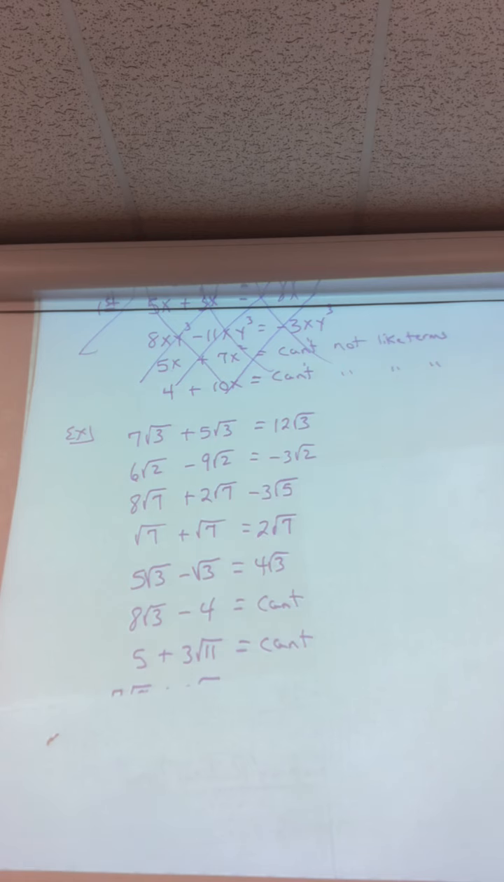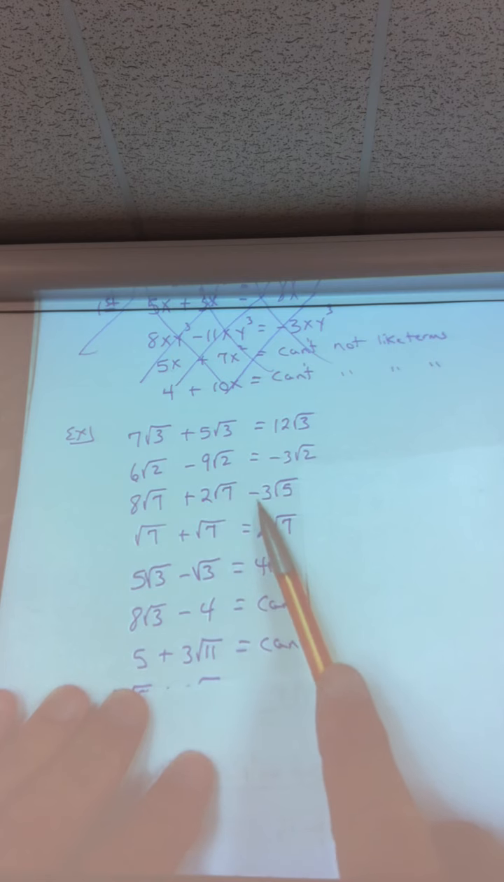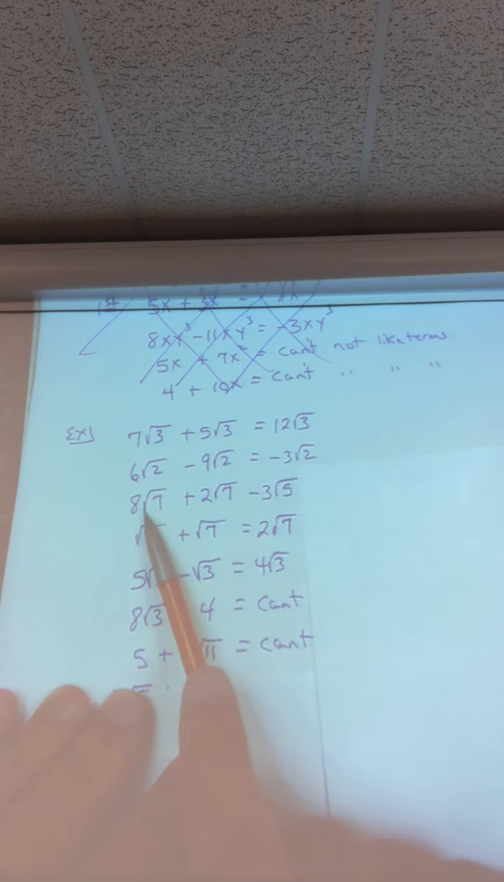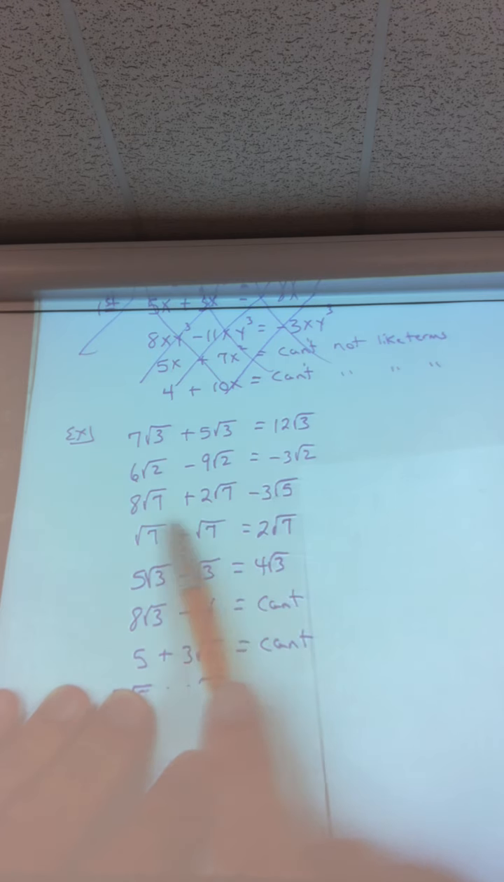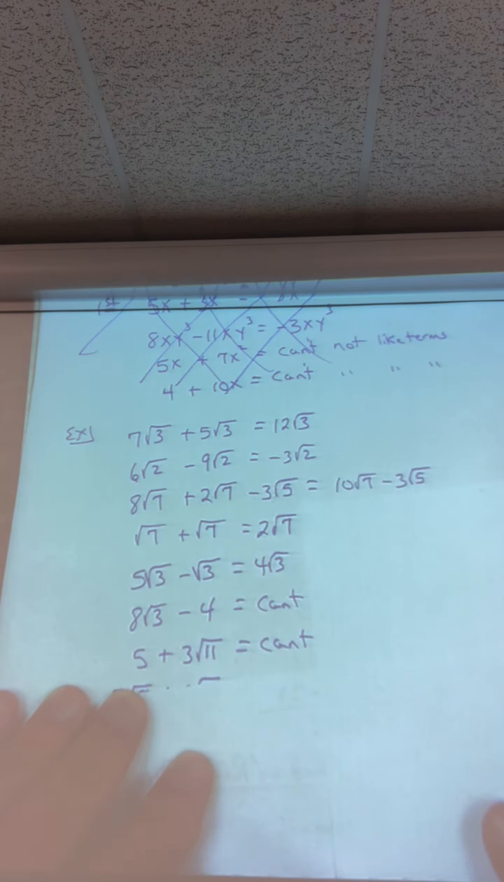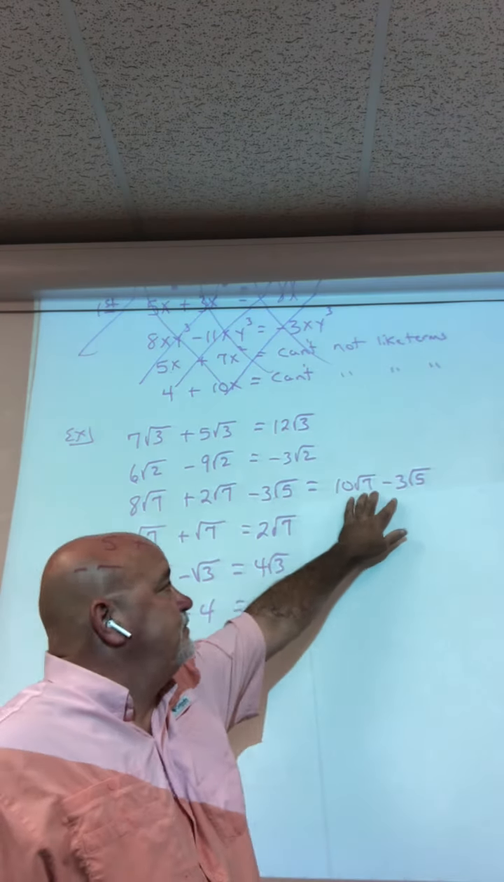Now this next one, there's 3 terms. Okay, so we've got 8 square root of 7 plus 2 square root of 7 minus 3 square root of 5. Well, these two terms are alike, but this one's different. So add these two together. 8 square root of 7 plus 2 square root of 7 is 10 square root of 7, and then just bring the minus 3 square root of 5 across, because it's different. No, you cannot subtract these.